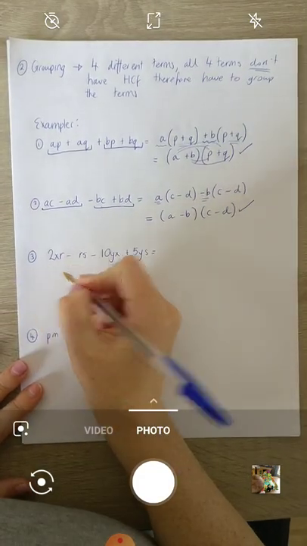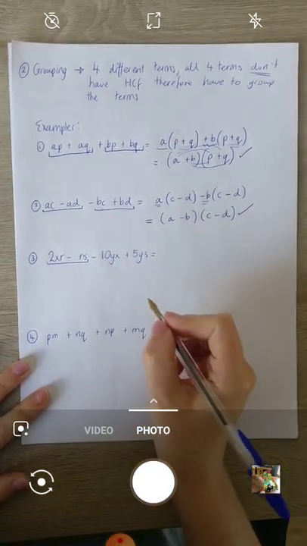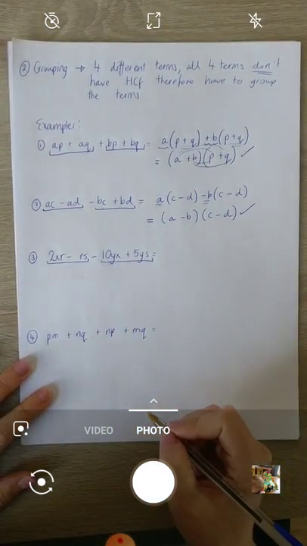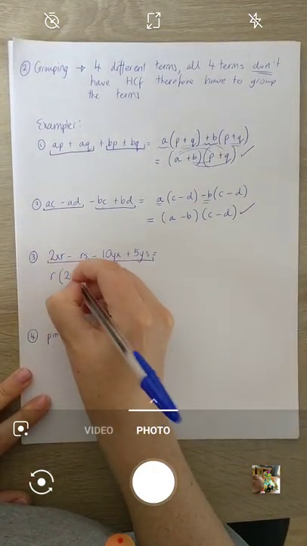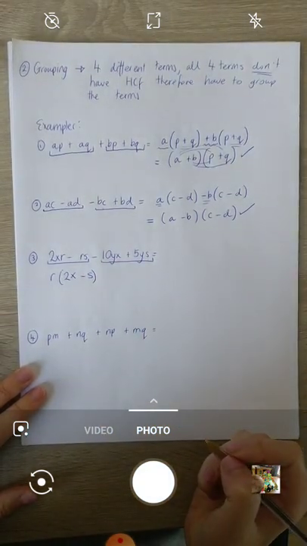Okay, another example here, 2xy minus rs, so I can see both of those have an r in common, and here both of these have a y in common. So I'm going to take out the r, and we're left with 2x minus s, okay?